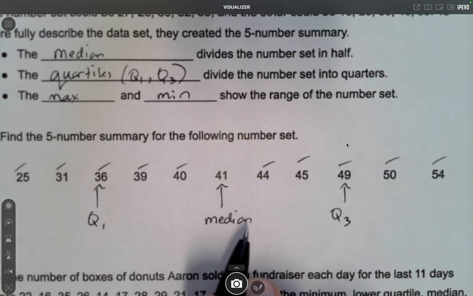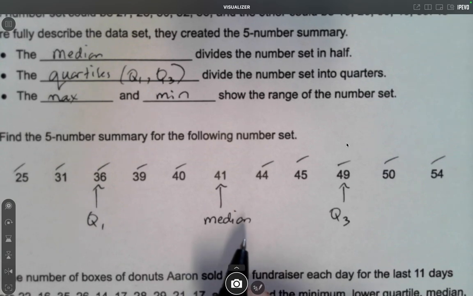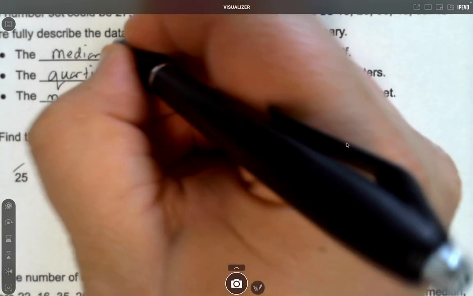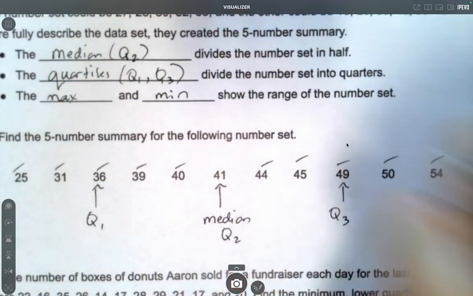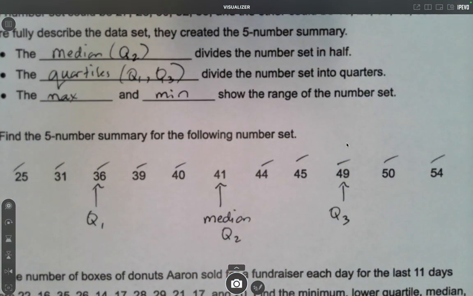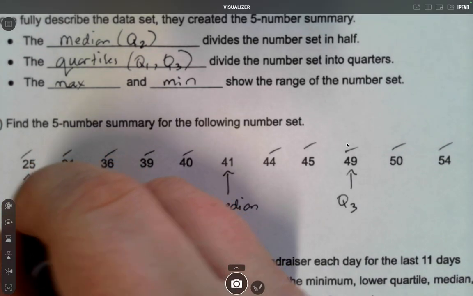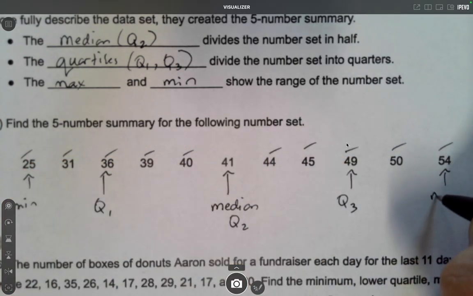The median is almost always just called the median, but it can also be called the second quartile, so it can be called Q2. Then the max and the min are very easy. 25 is the min, 54 is the max.